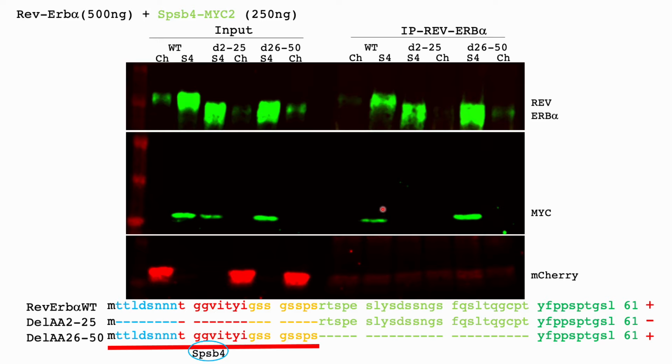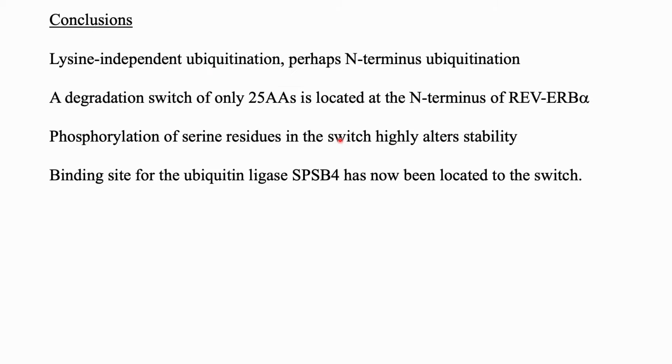With wild type, you can bring down SP-SP4, and with this mutant, you can also bring down SP-SP4. However, in this mutant, D2 to 25, you cannot bring down SP-SP4. That means SP-SP4 binds to this region, which is the same as the switch that we just described in the last slide. So a quick conclusion slide here.